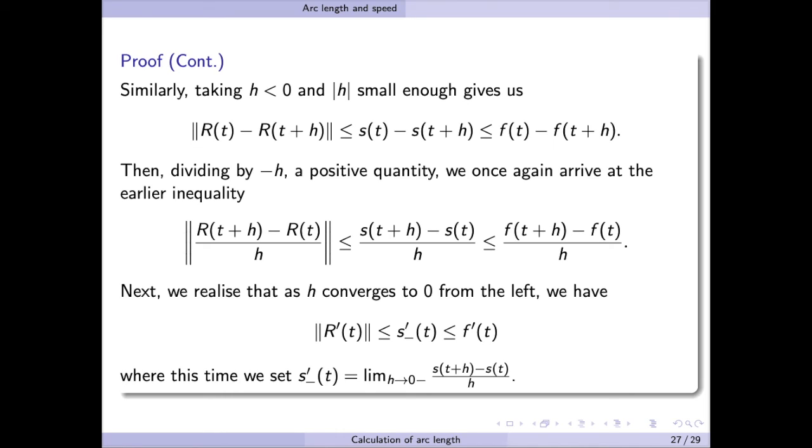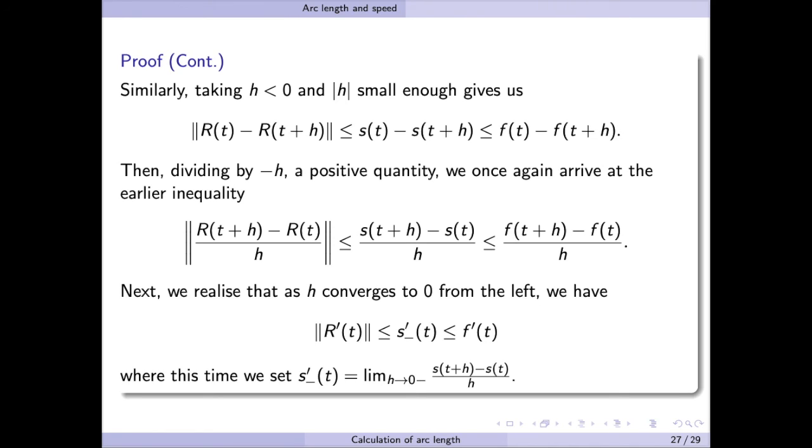Finally, we divide by negative h, which is a positive quantity, and we arrive at the earlier inequality, namely the norm of (r(t+h) − r(t))/h is less than or equal to (s(t+h) − s(t))/h. This in turn is less than or equal to (f(t+h) − f(t))/h. Finally, we realize that as h converges to 0 from the left, we have the norm of r prime of t is less than or equal to the left derivative of s at t, which is less than or equal to f prime of t.